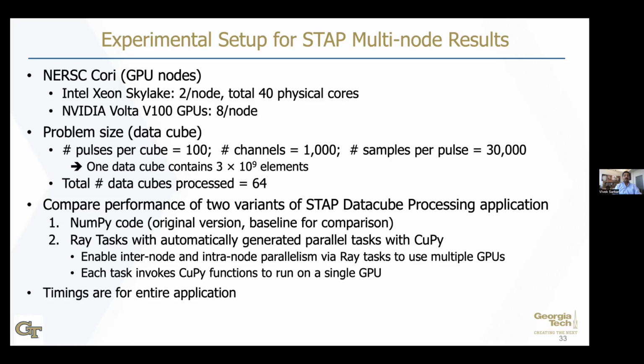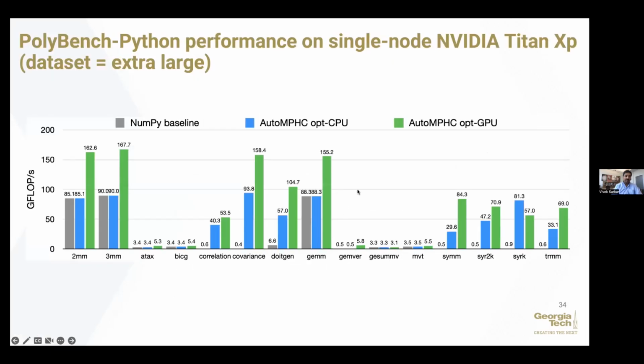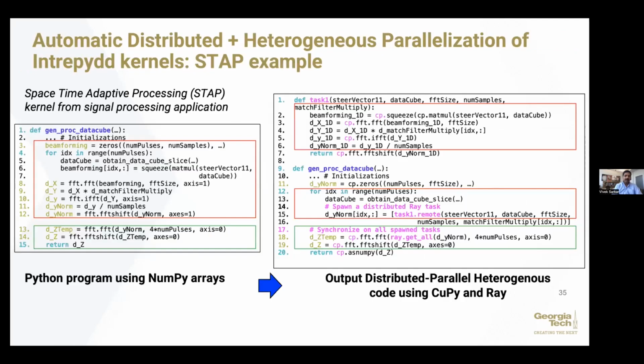Another thing that we do as part of this automatic code generation is the compiler has a knowledge base to figure out which iteration patterns can match an existing library call. And if it matches a CuPy call, it gets executed on the GPU, and the compiler also takes care of whatever is needed for data movement from host to device and back. But the timings will be for the entire application. Oh, sorry, this was out of order. Since I talked about STAP, I'll get back to this PolyBench thing later.